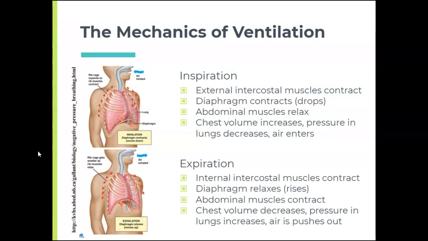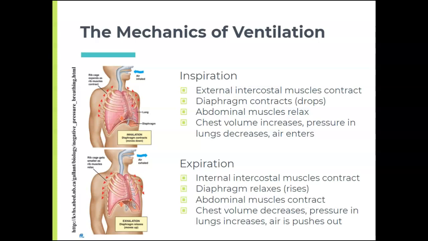So the specific mechanics of ventilation. When you inspire, when you are breathing in air, your external intercostal muscles contract and your diaphragm contracts, which means that it drops. So the diaphragm moves down towards your stomach, and then your external intercostal muscles, which are where your ribs are, contract, which will open up your rib cage a little bit. And then your abdominal muscles also relax, which makes room for all of this movement. And then the chest volume increases, pressure in the lungs decreases as air enters. Okay, so you are opening up this whole cavity so that you can get air in.